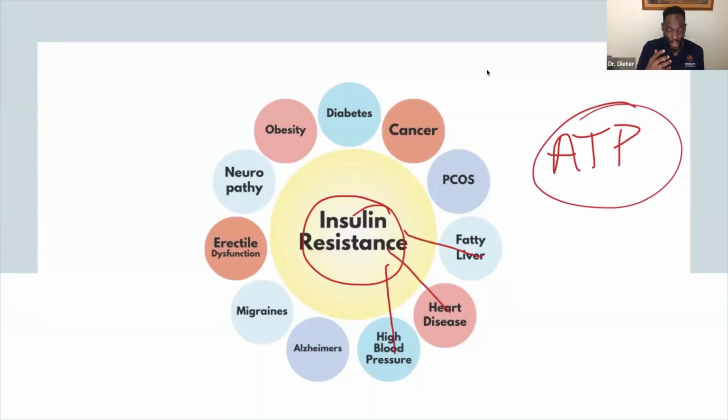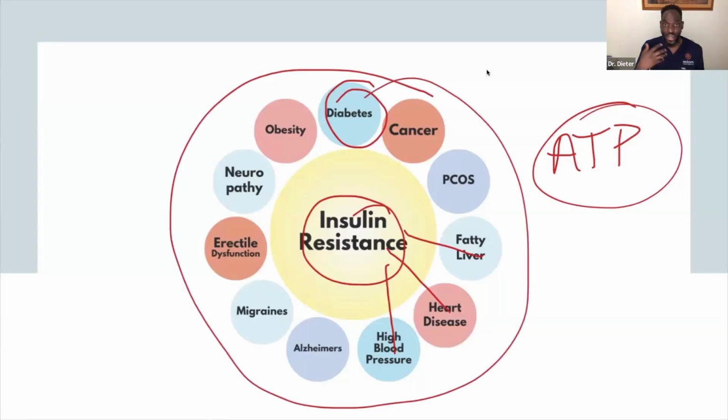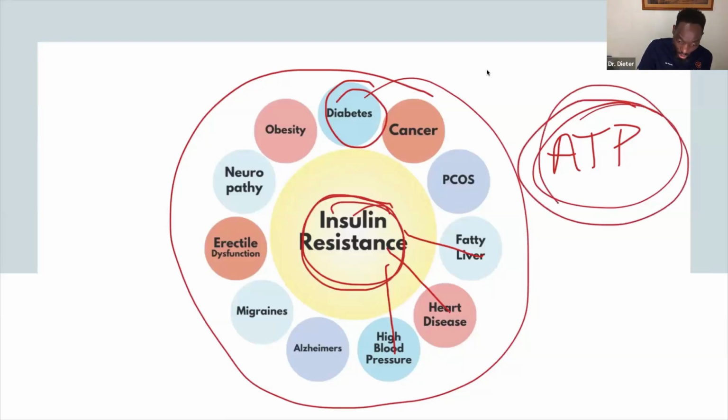I don't want you to hear insulin and only think about diabetes. A lot of people hear insulin and think about diabetes. No, insulin resistance is the root. It's the cause of diabetes. It's also the cause of cancer, also the cause of obesity, also the cause of heart disease, Alzheimer's, migraines. And unfortunately, these diseases which are enumerated here are not exhaustive. I cannot find a slide that is big enough to encompass all the modern day diseases that come as a result of insulin resistance because of the shortage of energy.